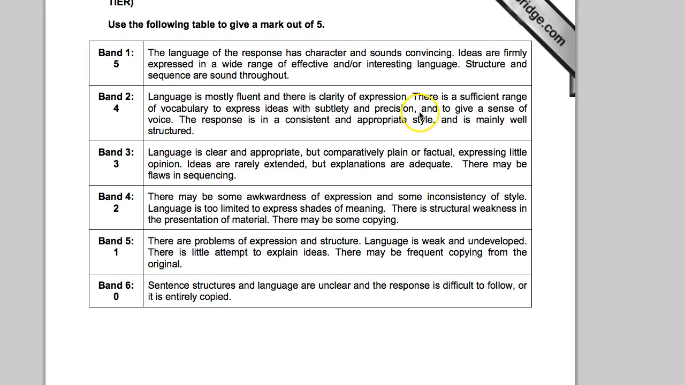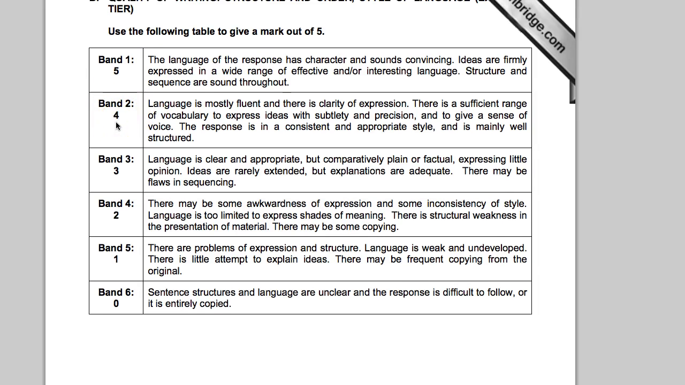Definitely precision. And to give a sense of voice, did I understand who you were in the passage? Yes, I did. It sounded like a real person talking to me. So on balance, I'm going to go for a band 4. So your total is therefore 12 out of 20, which is 60%, and that is my gut reaction of a C+ kind of grade.